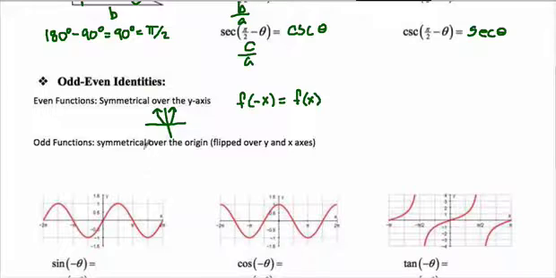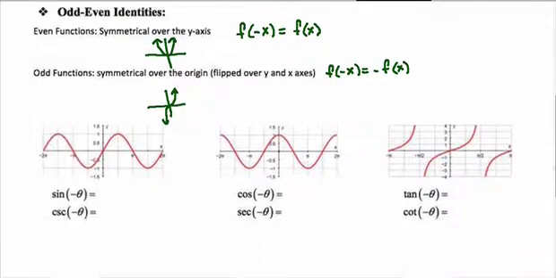And then an odd function is symmetrical over the origin. So that looked like this one, x cubed. So it's flipped over the y and then over the x-axis. And this one algebraically, well, if you were to make all the x's negative, then it would come out negative.